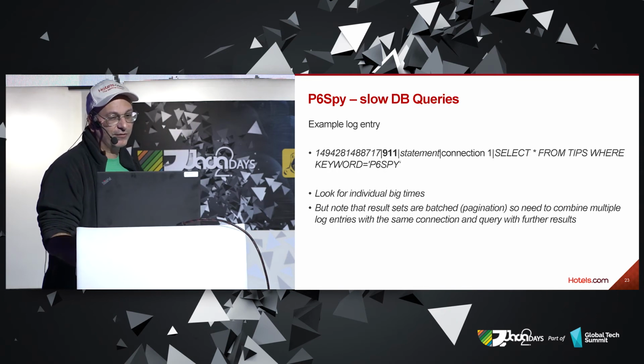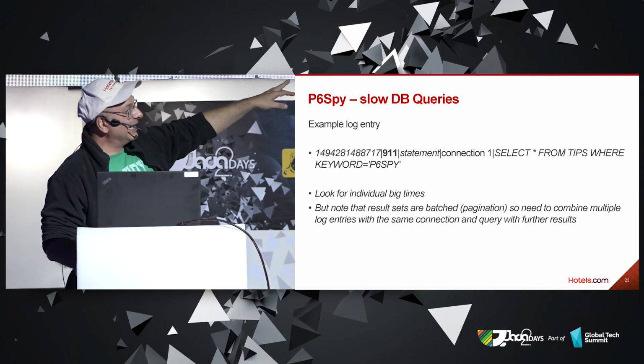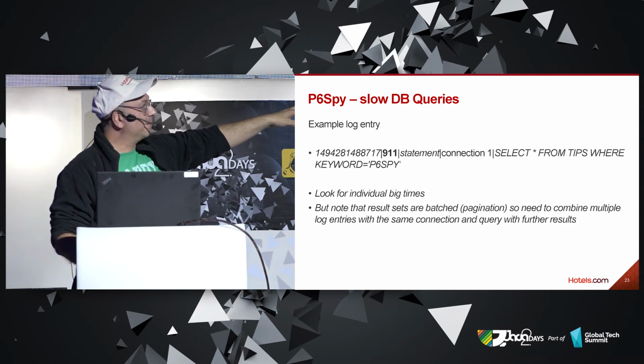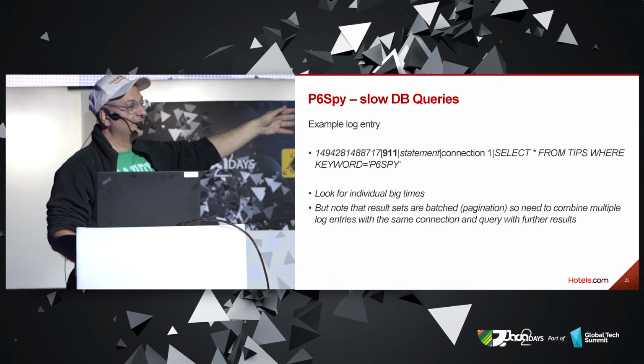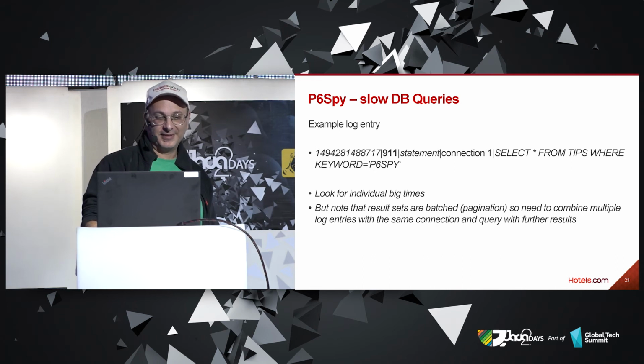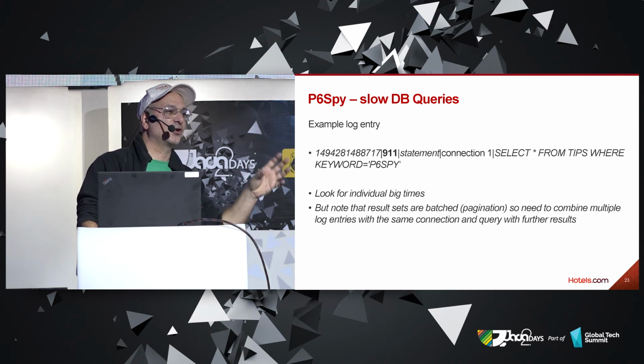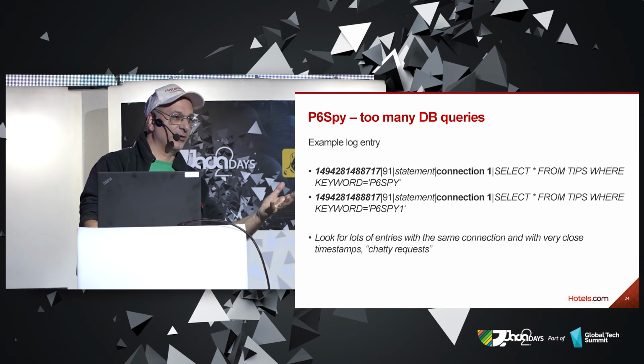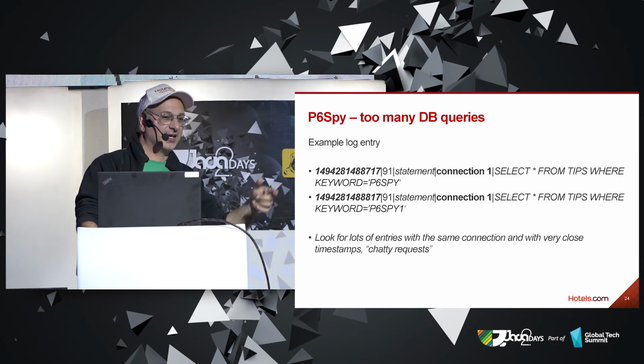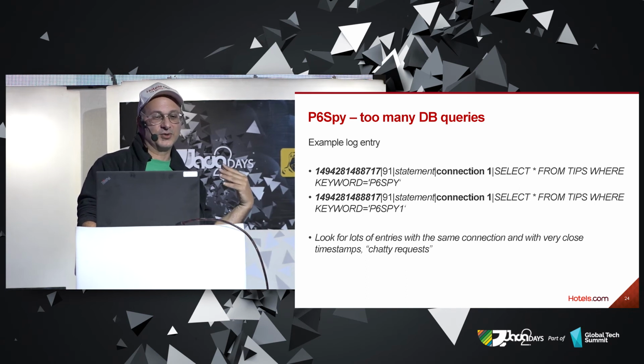And the things you want to look for, obviously, individual times that are beyond the threshold. Queries shouldn't take a huge amount of time. And when you've got too many DB queries, typically it's because you've got a piece of application code that instead of doing one efficient query and handling the result set, is actually just repeatedly doing queries in a loop. So you can easily see those also.